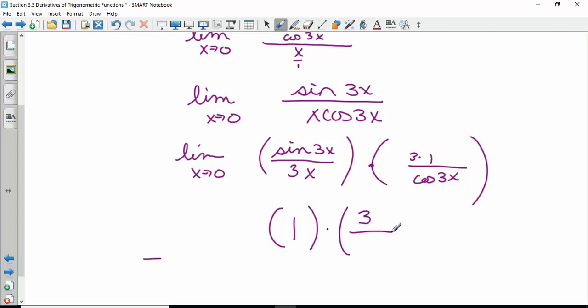Wait, why are you doing 0? 3 times 0. Oh, cosine of 0. Cosine would be the square root of 4 over 2, so it's 1. Yeah, I got it. So my final answer is 3.